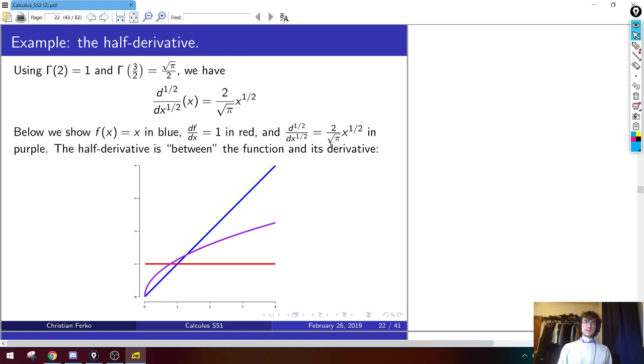Let's look at what this looks like, actually. So we need to know some properties of the gamma function. We haven't proven these, but, well, we proved this one. So gamma of 2 we know is 1, just because of that factorial property before.